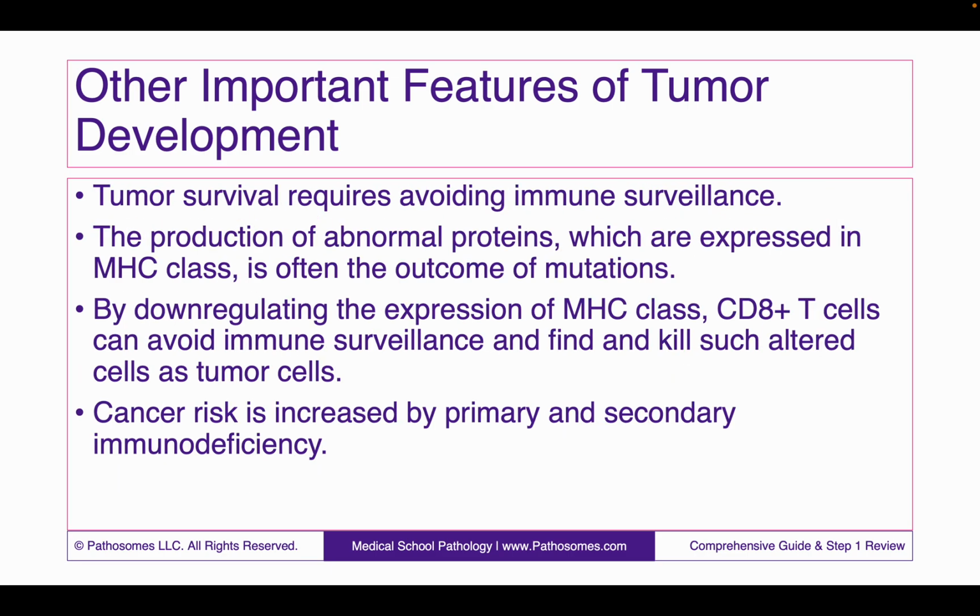Tumor survival requires avoiding immune surveillance. The production of abnormal proteins, which are expressed in MHC class, is often the outcome of mutations. By down-regulating the expression of MHC class, tumor cells can avoid CD8 positive T cells, which would otherwise find and kill such altered cells. Cancer risk is increased by primary and secondary immunodeficiency.